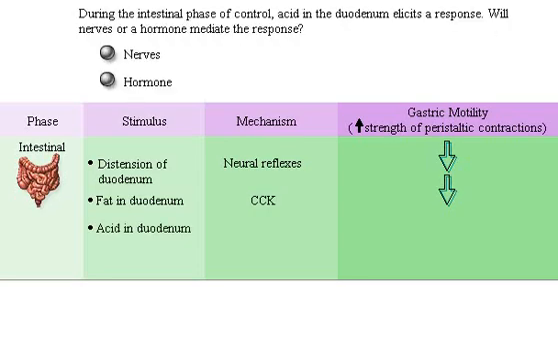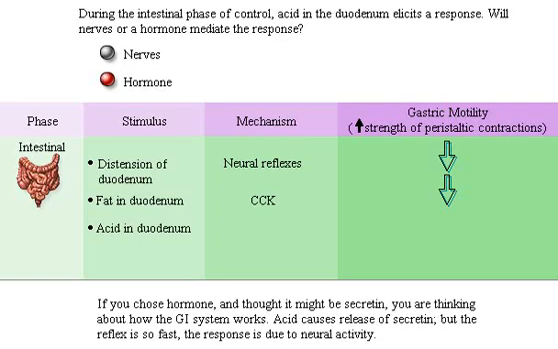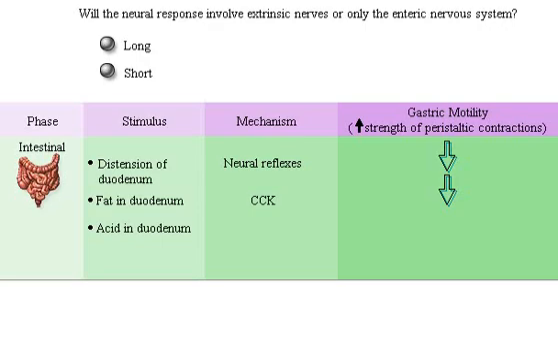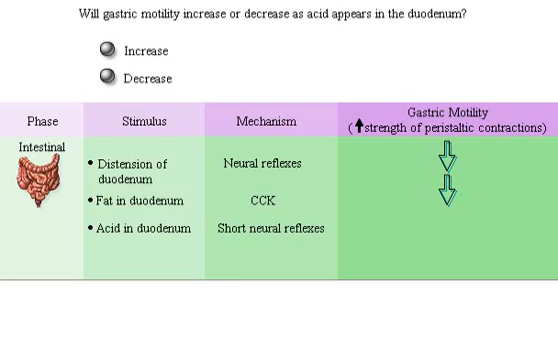During the intestinal phase of control, acid in the duodenum elicits a response. Will nerves or a hormone mediate the response? If you chose hormone and thought it might be secretin, you were thinking about how the GI system works. Acid causes release of secretin. However, the reflex is so fast that the response is due to neural activity. Will the neural response involve extrinsic nerves or only the enteric nervous system? Will gastric motility increase or decrease as acid appears in the duodenum?